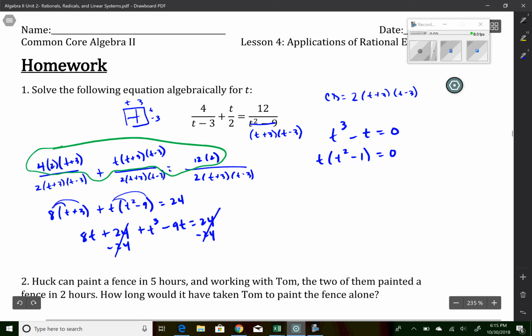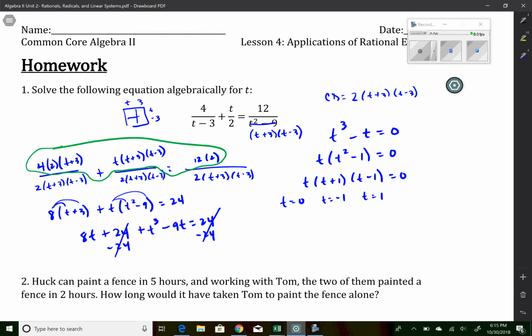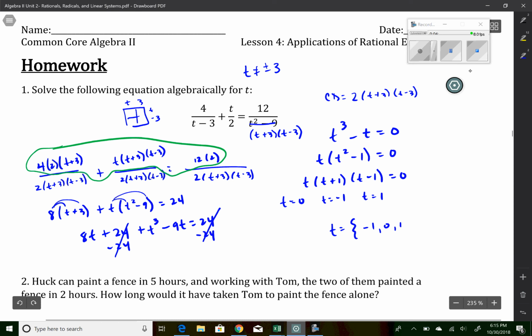Take out t. And then I see t squared minus 1. Well, that becomes t plus 1 and then t minus 1. Set each part equal to 0. T equals 0. T equals negative 1. And t equals positive 1. Then I want to figure out if each one of those potentially can make the original fractions undefined. So my undefined values here are t cannot be plus or minus 3. Since none of those are a solution, all 3 of those answers are potential answers to this question.